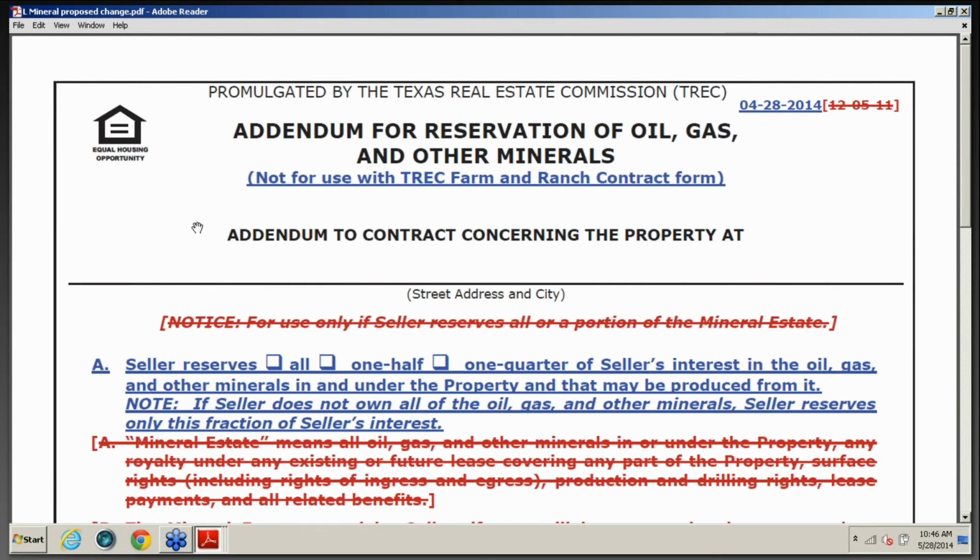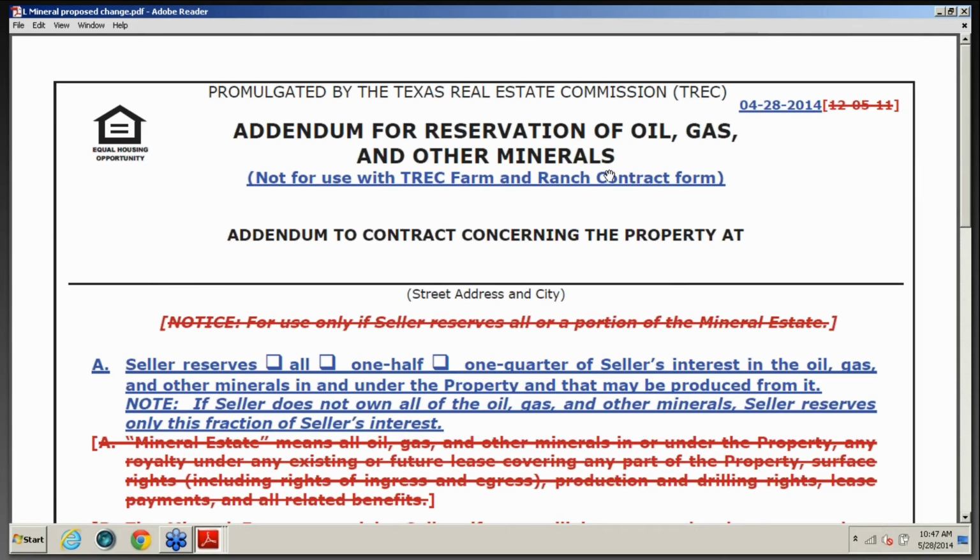Again, they are saying that they do not want us to use this form with the TREC Farm and Ranch contract form, which basically means that if you're going to reserve anything on a contract that is a farm and ranch, timber, air, water, mineral, whatever, you are going to need to get an attorney to draw up a form. I think that's going to cause undue problem for the client, but that's just my opinion.